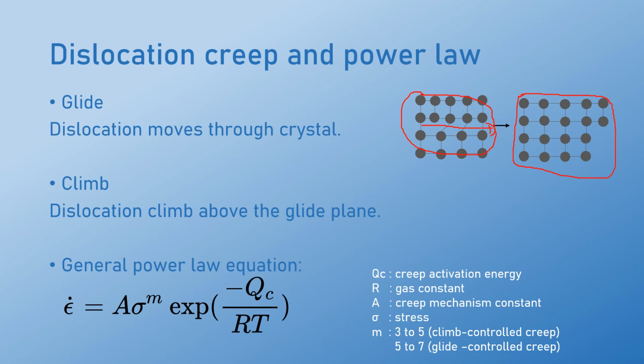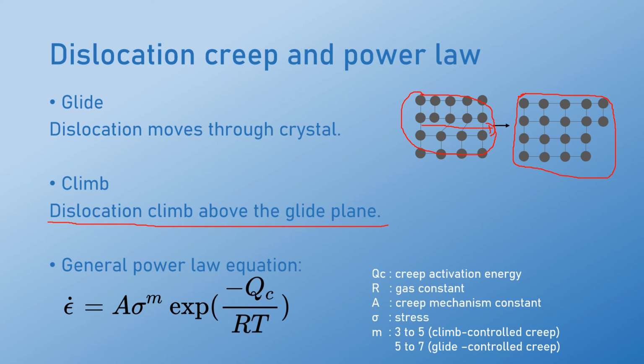However, in order to overcome that, the dislocation can actually go even further, and that is when climb takes place, because the dislocation actually climbs above the glide plane, and that's why the dislocation can spread even further.